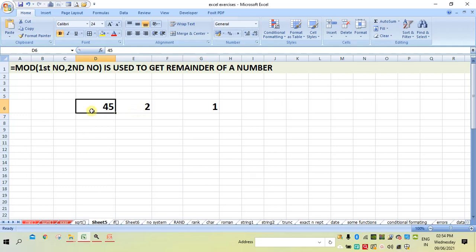Similarly, if I divide 90 by 2, the answer will be 0, because the remainder will be 0. Suppose I divide 17 by 2, then the remainder will be 1. You can even change the value of 2 also. That is, I will take 5. If you divide 17 by 5, then the remainder will be 2. So this way we find the remainder of a number by using MOD.